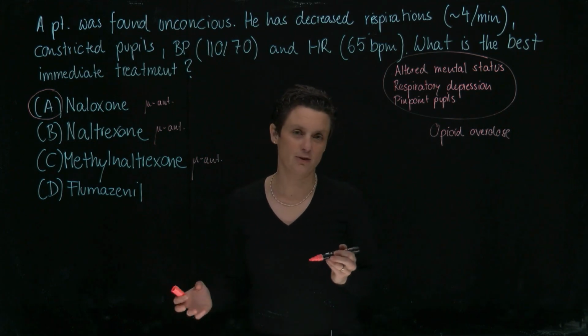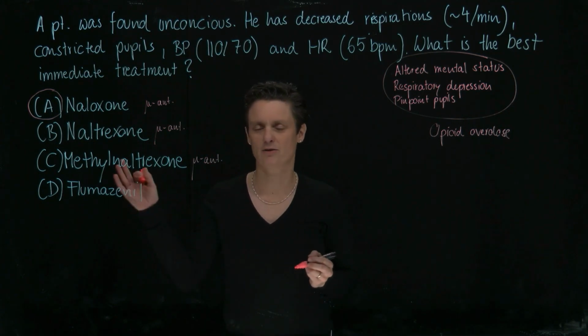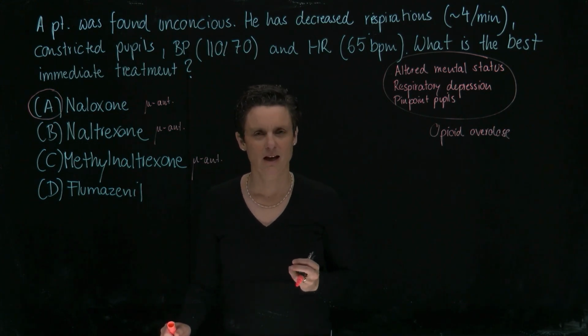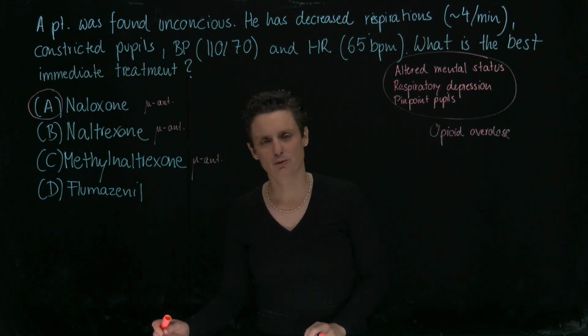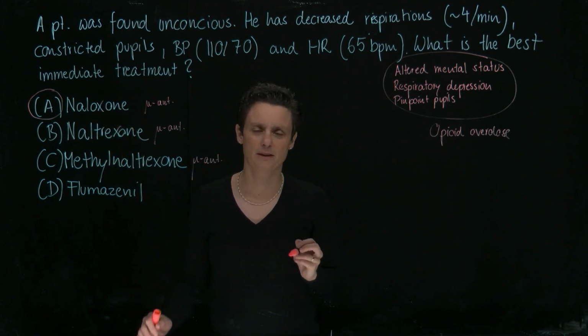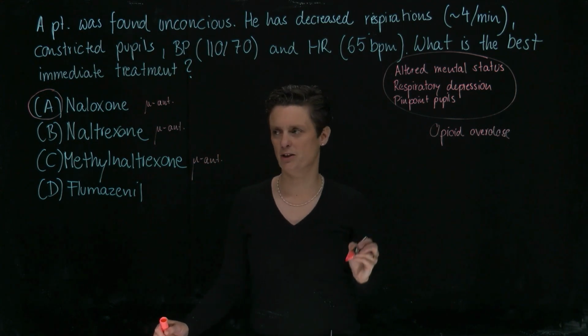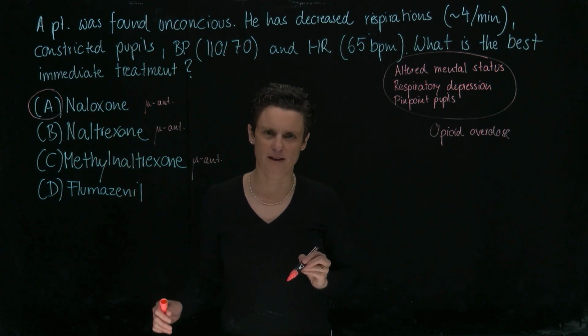That's a first line treatment because it works very quickly and we have it available in tons of different formulations: IM, IV, subcutaneous, intranasal spray. So we have it available in many different ways, so we need to give naloxone immediately to this patient. Now I want to also explain the other choices.